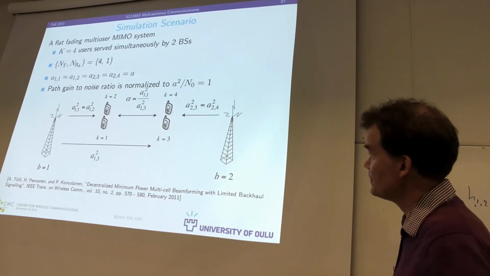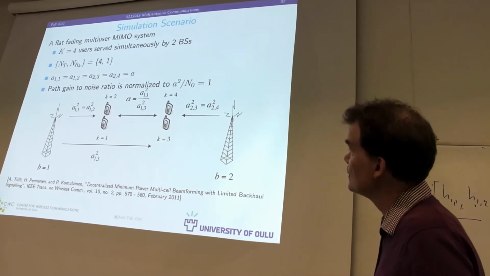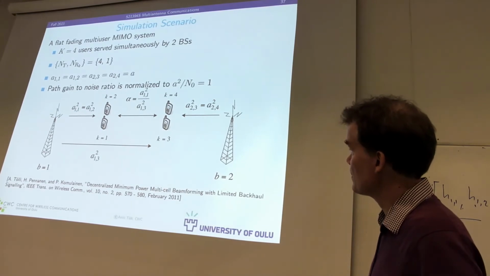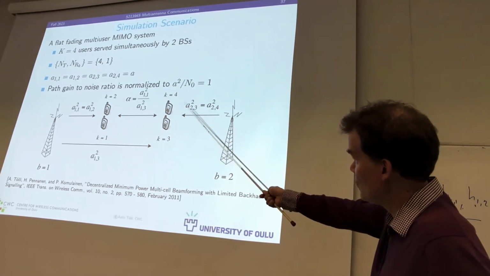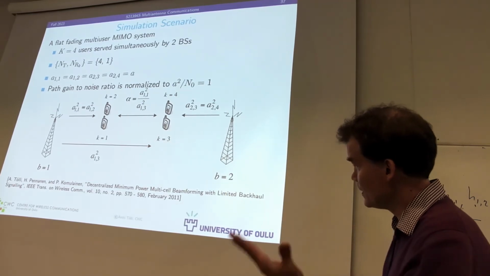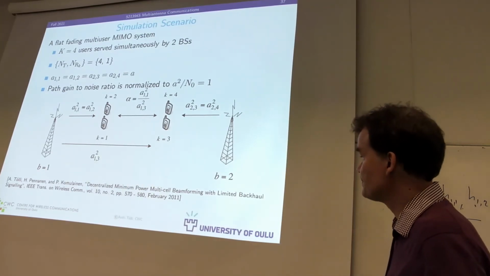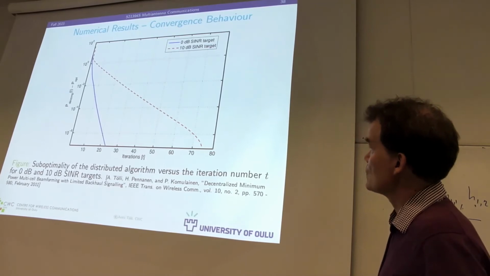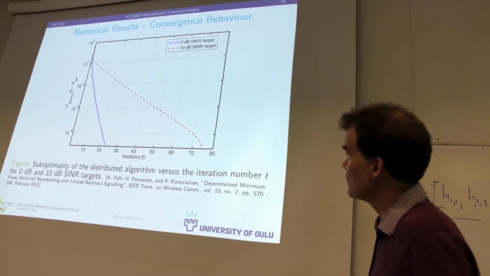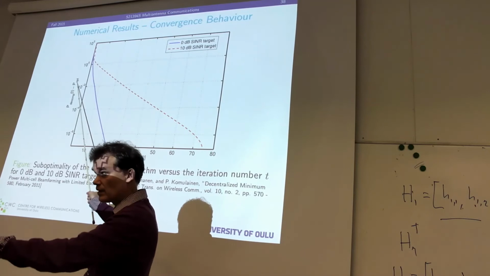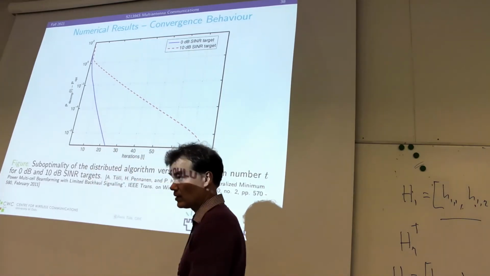Again, the same model as earlier. We still have this alpha parameter here controlling the separation. 4 users, 4 transmit antennas. So we could, in principle, serve all users by 1 base station as well. Convergence. Now what we do is that we have the optimal solution, giving a certain value, the centralized solution.